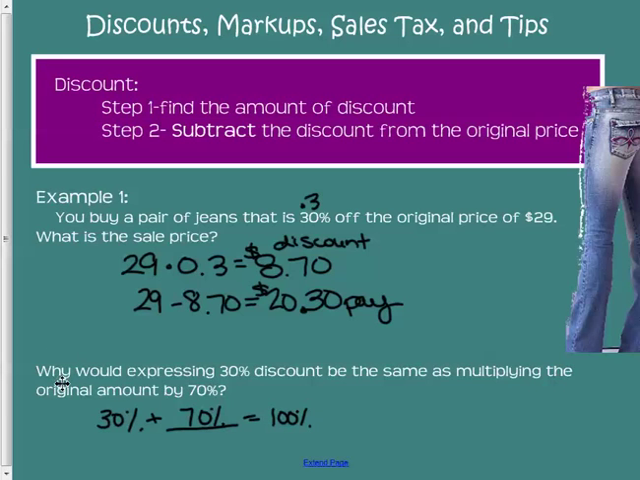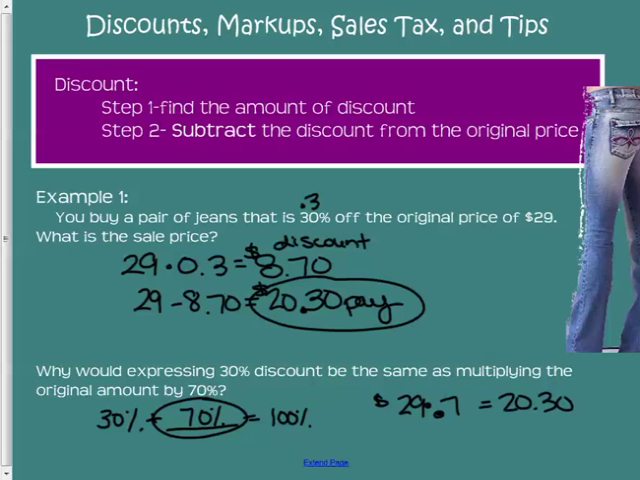So the question down here says, why would expressing 30% as a discount be the same as multiplying the original amount by 70%? Because if you're paying $20.30, you're also paying 70%. We can even prove it with math. Watch here. If I take my $29 times my 70%, I get $20.30. That's the same as this one.